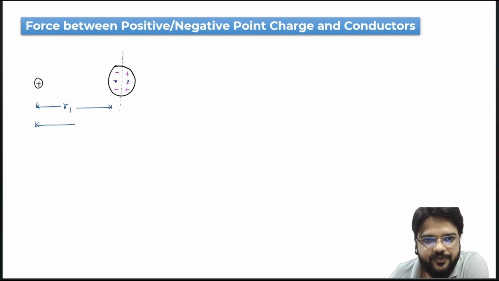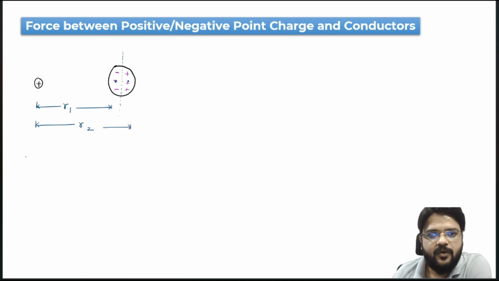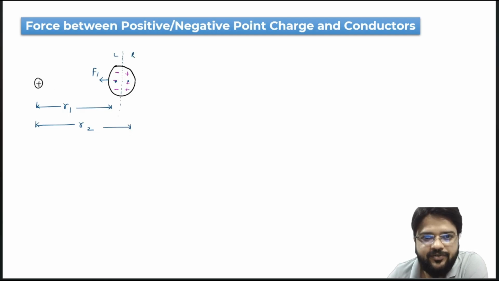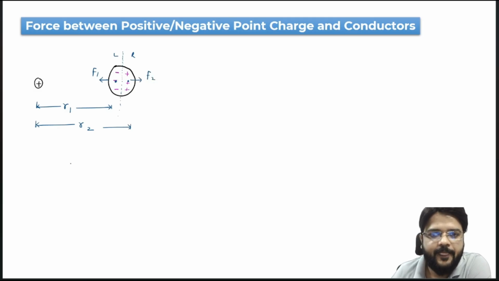And this distance is R2. Correct? So here between this left side part and this point charge, we have F1 force. And between this right side part and this point charge, we have repulsive force. So they are repelling each other.